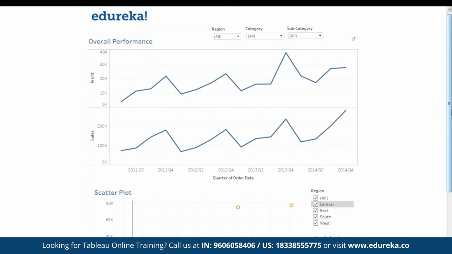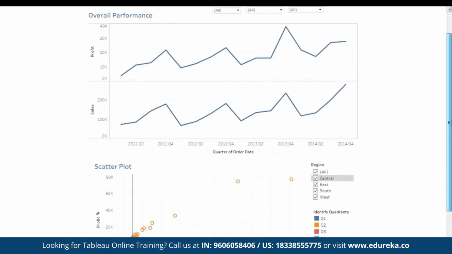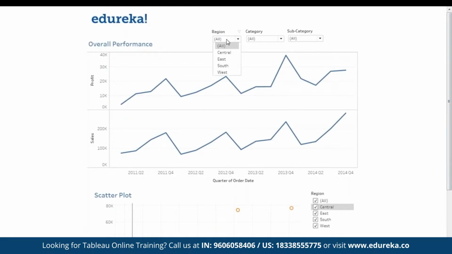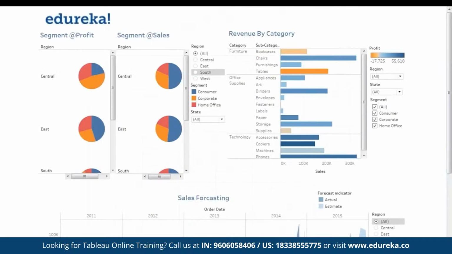The person who is looking at this dashboard, the decision maker, he or she can select the region and category, see the trend, and make a decision on that basis, right? And on my second dashboard, the other things, the segment wise, the category by revenue, and finally the forecasting, are getting answered in this dashboard, guys.